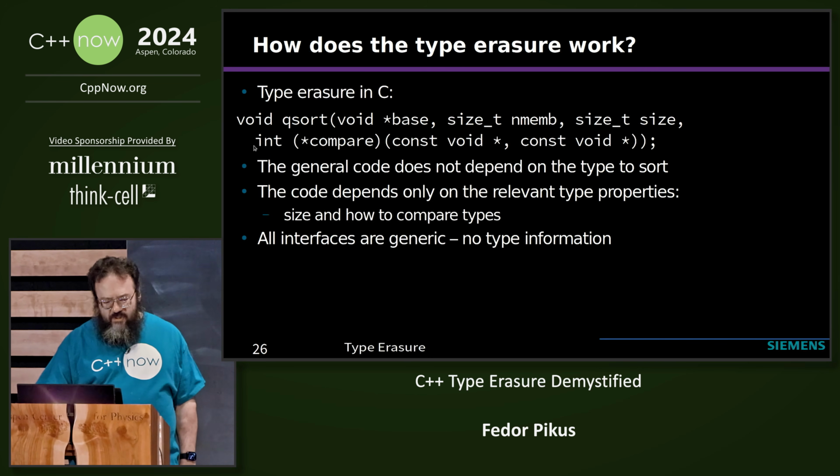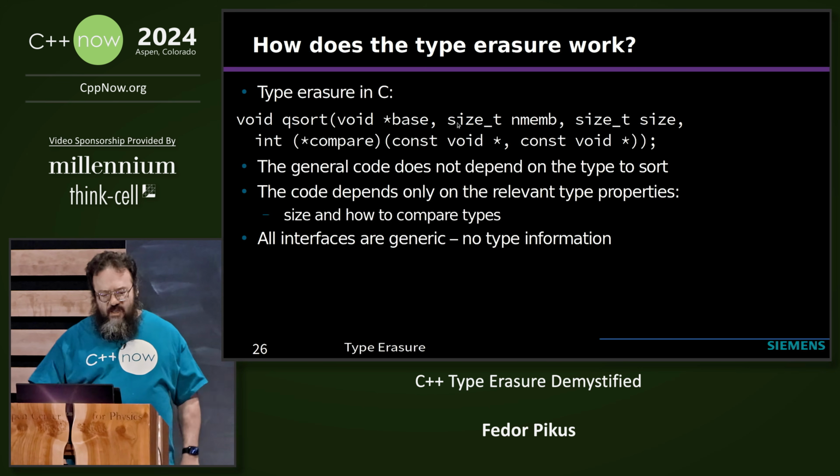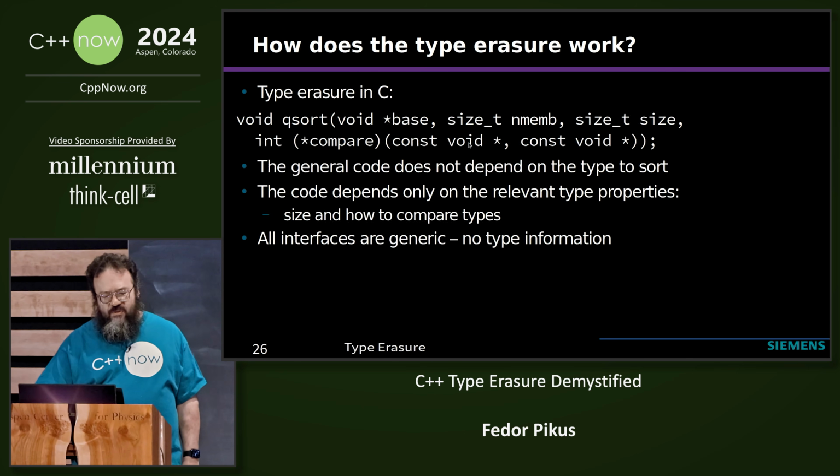So again, the essential elements. General code does not depend on which type we're sorting, only on some relevant type properties, which is size. It needs to know basically how to jump through the array, and the rule for comparing. All interfaces are completely generic. There is no type information in them.